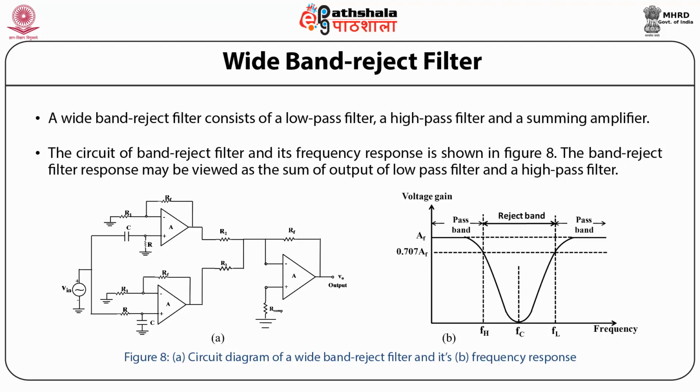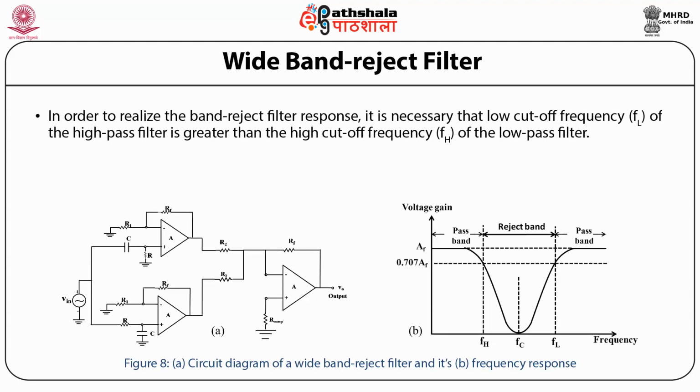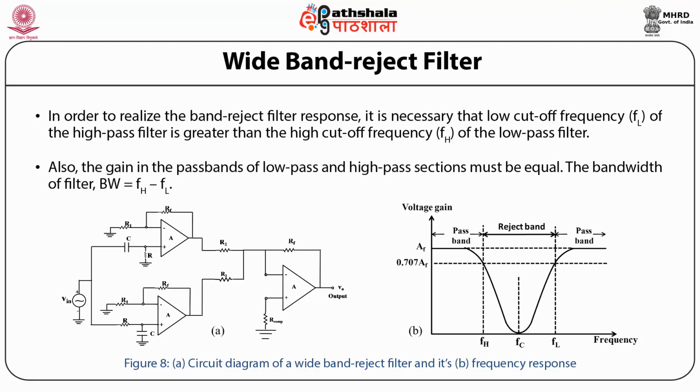The maximum value of gain is limited by the quality factor. Gain AF of the narrow bandpass filter must satisfy the condition AF is less than 2Q square, since R2 cannot be negative. Therefore, in order to analyze the variation of gain as a function of frequency, we consider the expression for gain, that is equation 15, and apply some special cases.